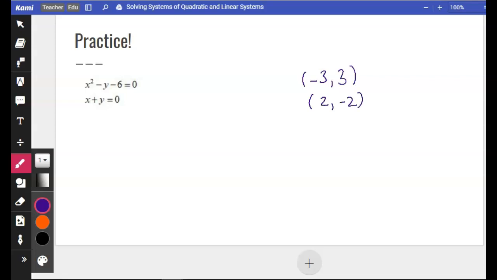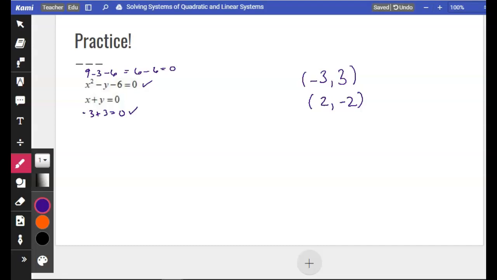Now, if you were so inclined to do so, you could check your solutions, meaning that if I take these ordered pairs and substitute them in, I should get two true statements. So if I put negative 3 plus 3 in here, that equals 0. So I know that point works in that equation. Negative 3 squared is 9. 9 minus 3 minus 6. 9 minus 3 is 6. 6 minus 6 is 0. And I can see that that ordered pair truly does work. In order for an ordered pair to be a solution, it must make both equations true.